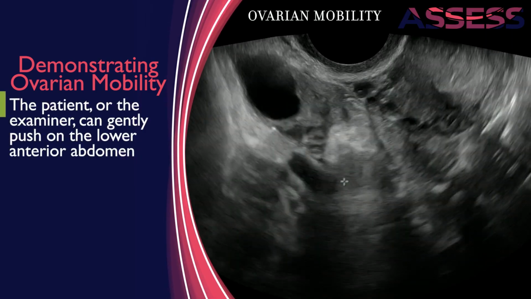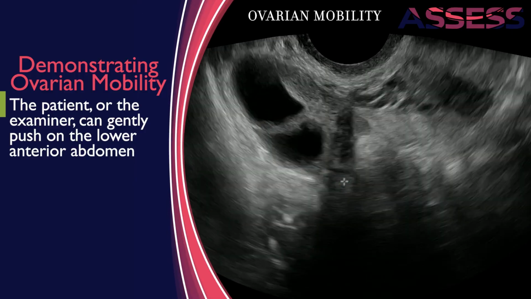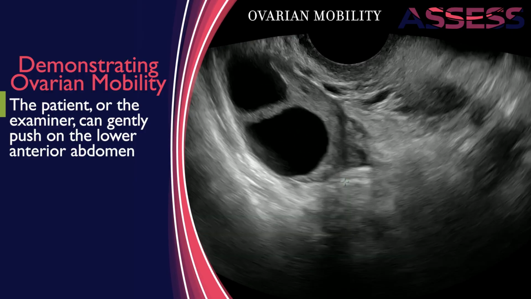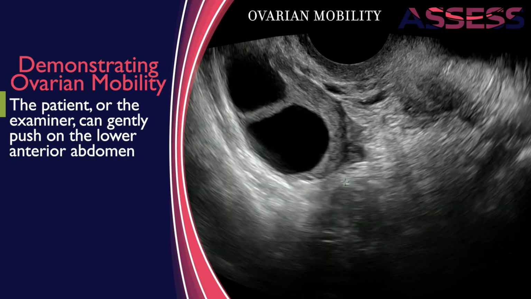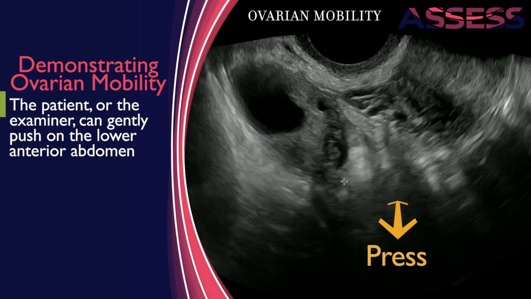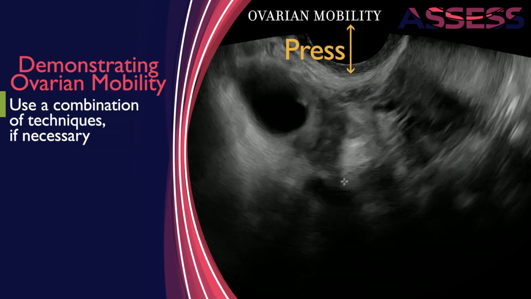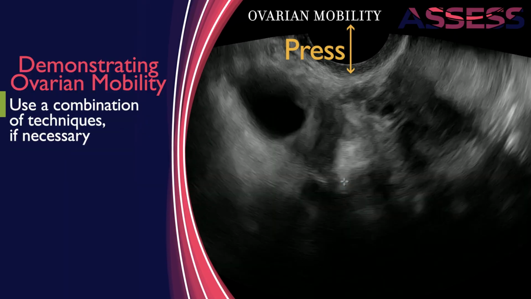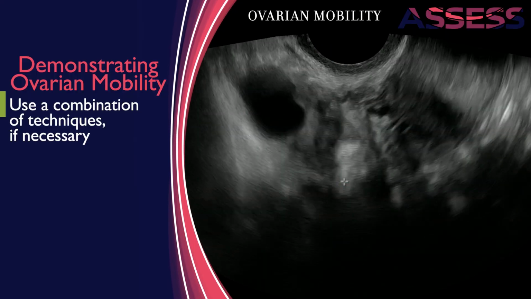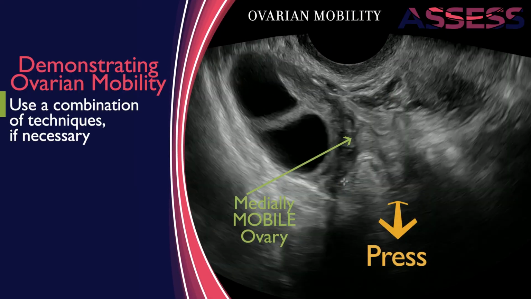Alternatively, if the ovary is located high in the pelvis, the probe can be held still on the ovary and pressure can be applied by the patient or the examiner by gently pushing on the lower anterior abdomen on the same side as the ovary being investigated. Using a combination of these techniques may be valuable depending on other factors such as the patient's body habitus and tenderness during the examination and the distance of the ovary from the vagina.